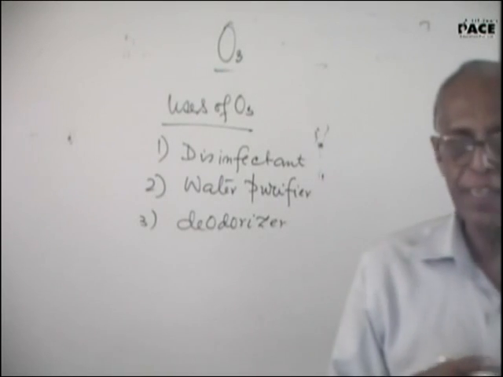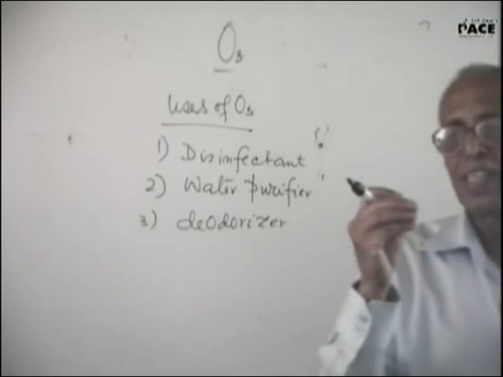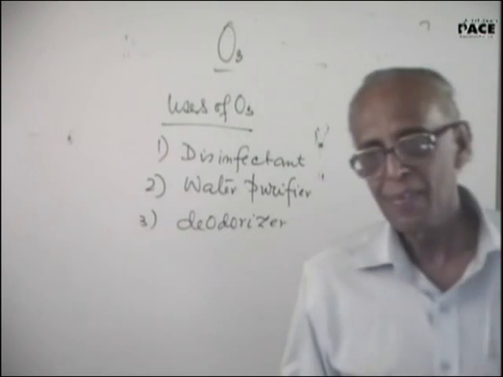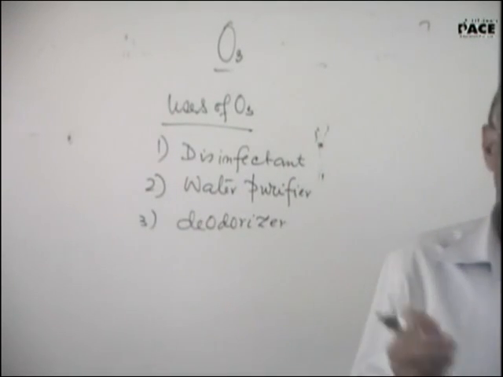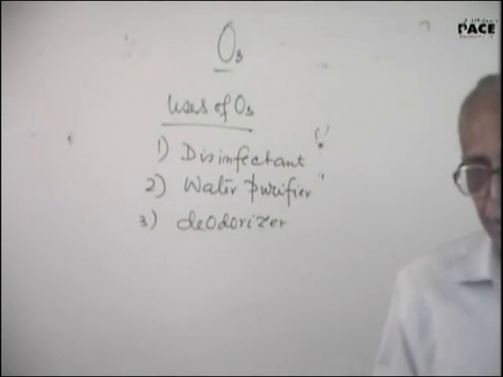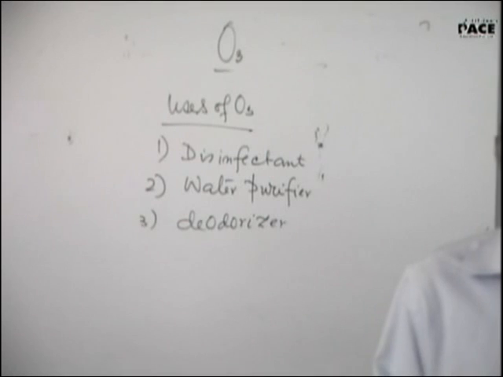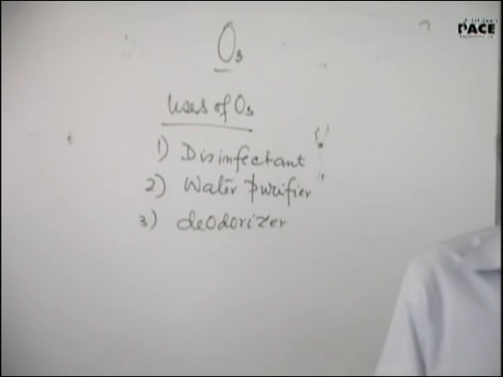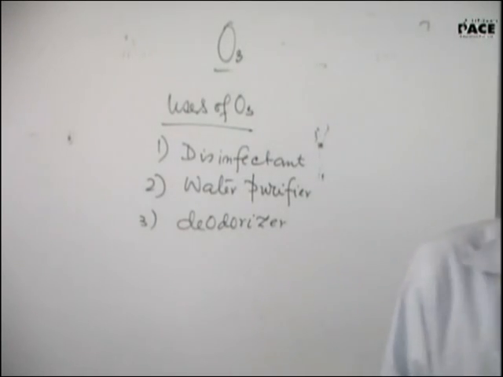In our country, we use bleaching powder, which gives chlorine. Chlorine gives us a bad smell and it gives a bitter taste to water. Whereas ozone does not give a bitter taste to water and does not give any bad smell. So ozone is better than bleaching powder, but ozone is more expensive.